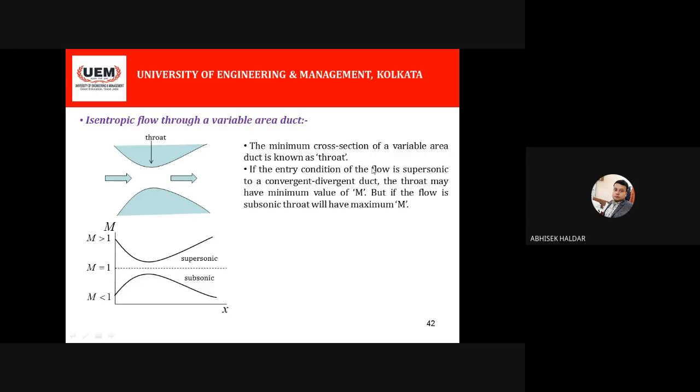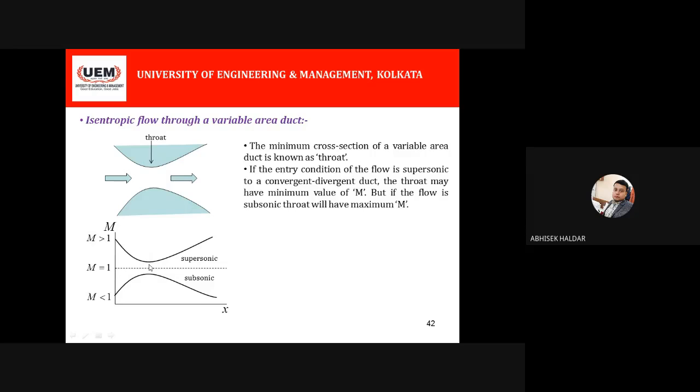If the entry condition of the flow is supersonic, that means in this case M is greater than 1. This is the convergent divergent duct. What will happen? The throat may have the minimum value of M. Throat is having the minimum value of M or not for supersonic? Neither inlet nor outlet, only the throat is having the minimum value of your Mach number or not? Clear? Yes, sir. It is very much clear from the graph.